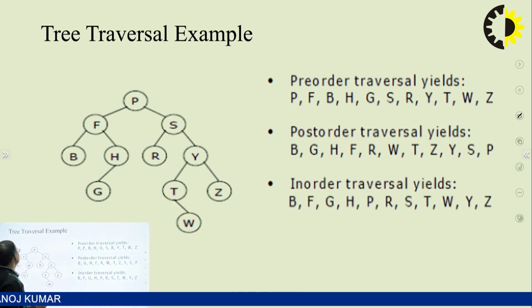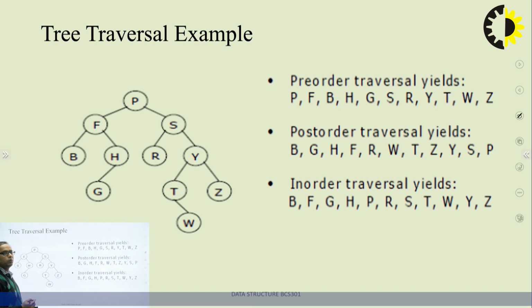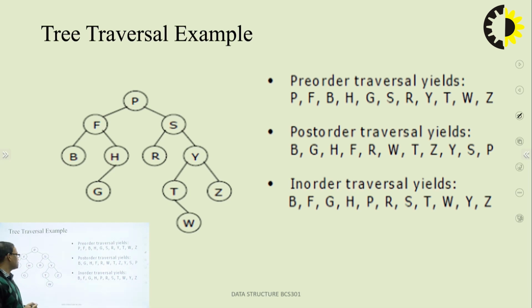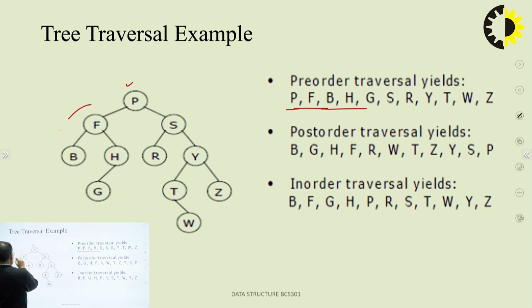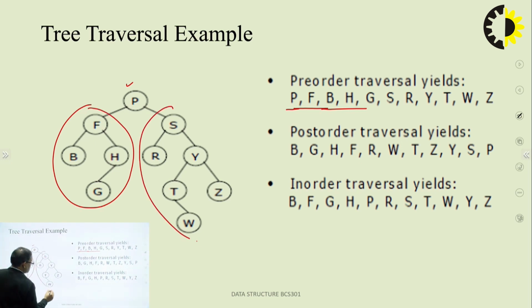Let us see another example of the tree traversing method. So this is the given tree. Again we have to find the pre-order, in order and post order sequences. So pre-order: root, left, right. At first P will be visited, then F, B. After that H, G. So this is the left subtree, which is visited completely, and this is the right subtree of the node P.